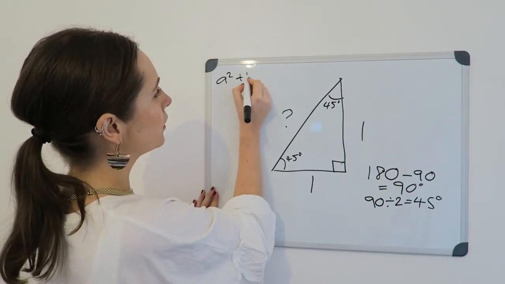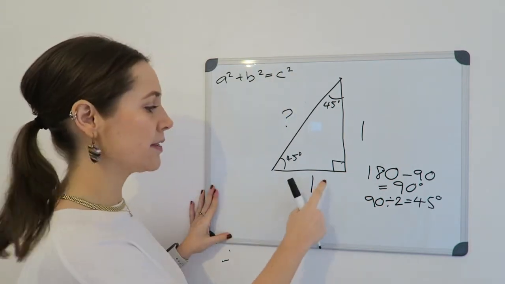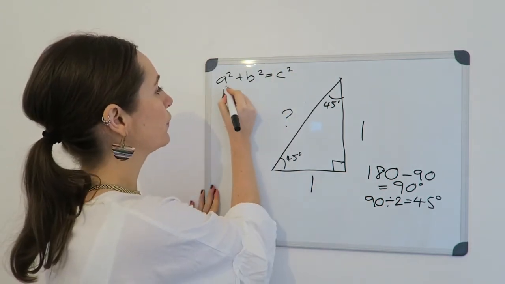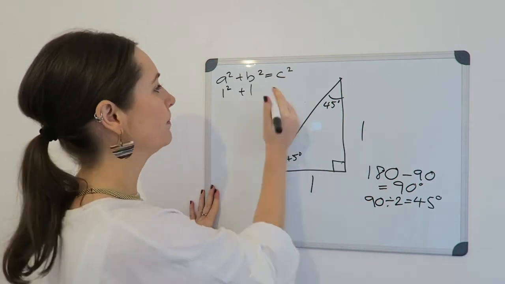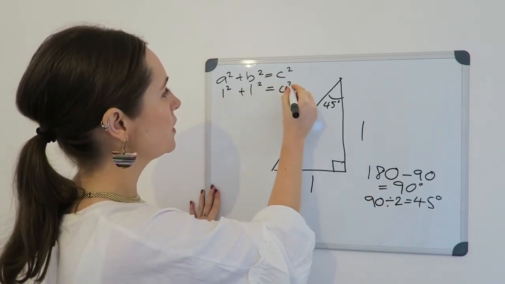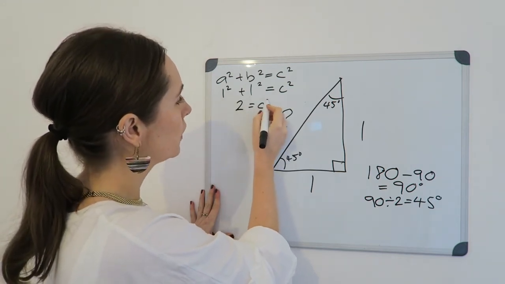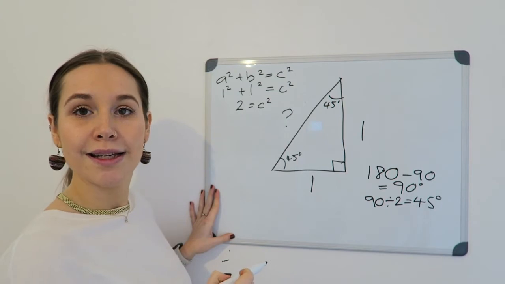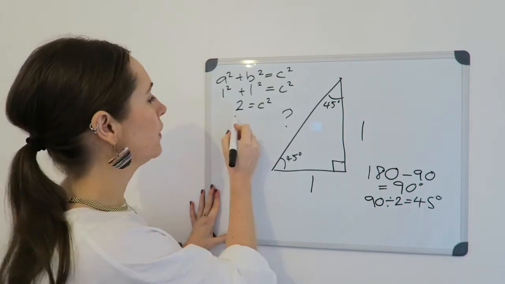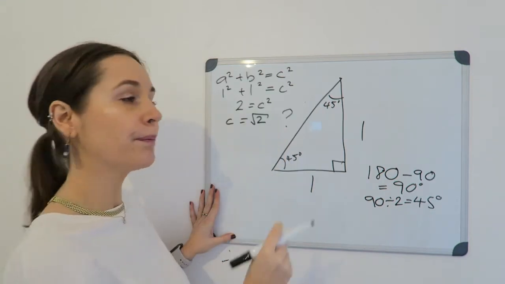a squared plus b squared is equal to c squared. In this case, a is 1 and b is also 1, and the hypotenuse is going to be equal to c squared. So we've got 1 squared add 1 squared, so this is just 2. Now again, taking the positive square root of 2, c is equal to the square root of 2.